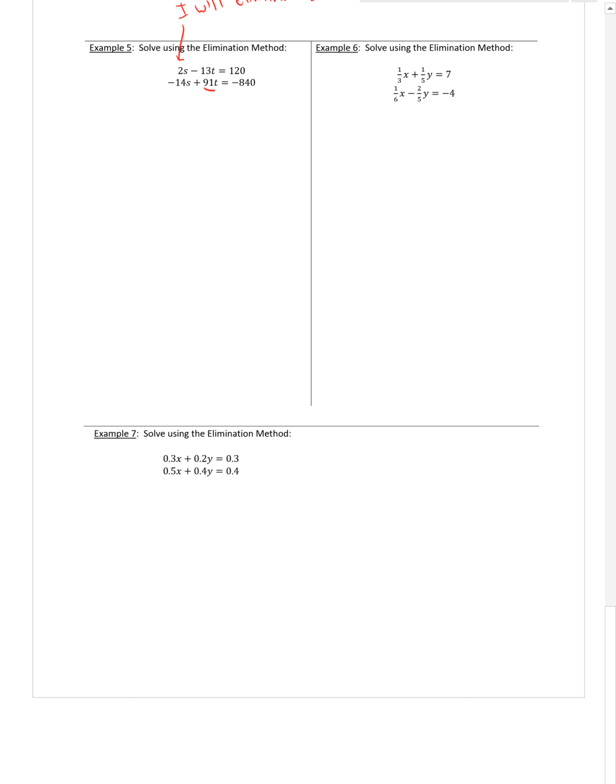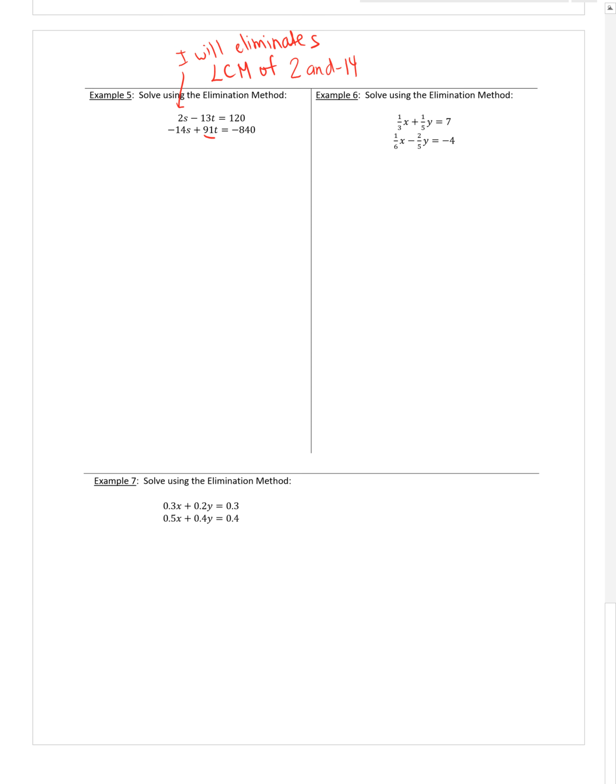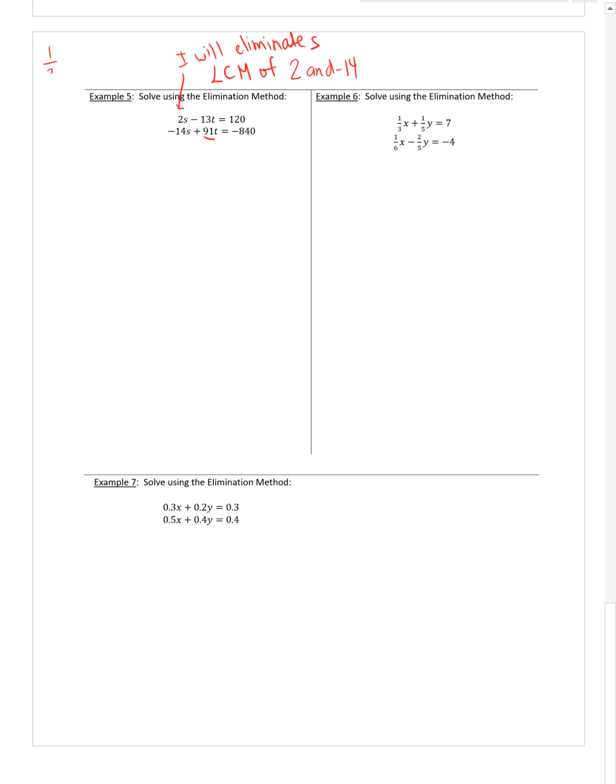It's going to be a lot nicer, a lot easier. So as it says, what I have to do is think about what's the least common multiple of the coefficients of s. So what are the coefficients of s? 2 and negative 14. Okay. So if you don't feel comfortable with least common multiple, what you can think about is, what if those were fractions? 1/2 and 1 over negative 14. What you're really looking for is their least common denominator. Well, if you have a denominator of 2 and a denominator of 14, the least common multiple would be 14, wouldn't it? Yeah, because all you'd have to do is multiply the top or the first one by 7.